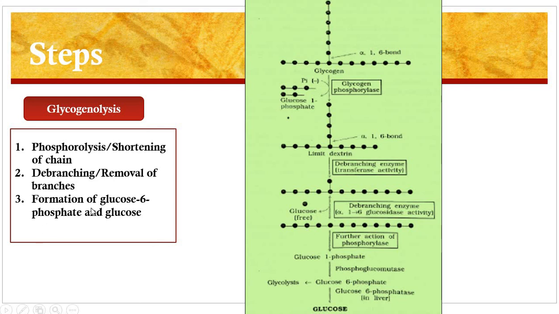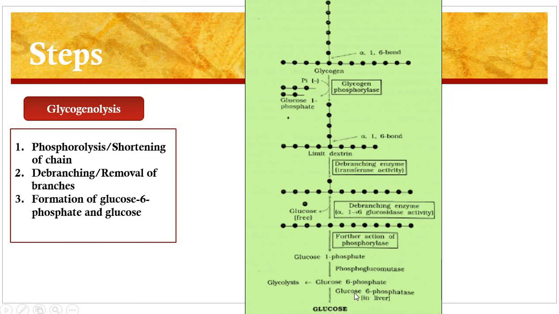Now there is the third step, that is the formation of glucose 6-phosphate and glucose. After the several cleaving actions of both of these enzymes, the transferase and the glucosidase, glucose 1-phosphate and the free glucose unit is formed. This glucose 1-phosphate is converted into glucose 6-phosphate by the enzyme phosphoglucomutase. This glucose 6-phosphate will go to the glycolysis, and also it is converted to glucose in the liver.